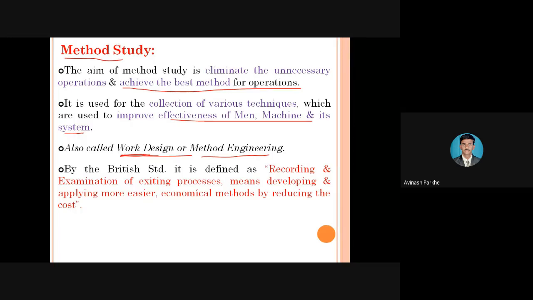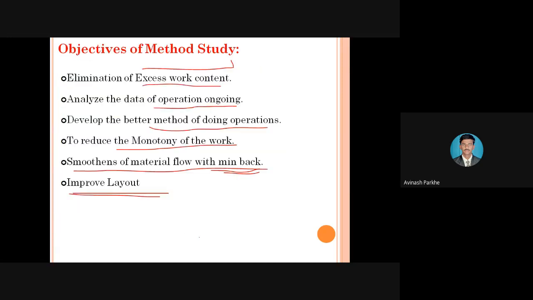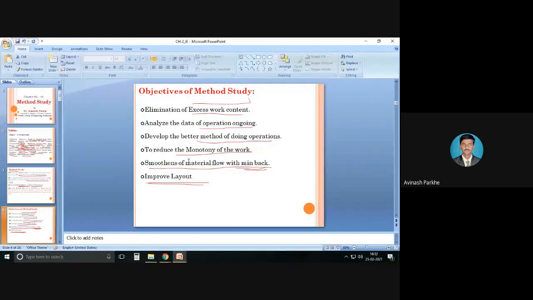Then, as per the British standard, its definition we have also discussed. While developing the new method, we have to focus on cost reduction also. Then we have discussed their objectives. So these are the 6 major objectives which we have to carry out in this particular industry by implementing the concept of method study. So with this, today we will stop here. The remaining part we will discuss in the next lecture.